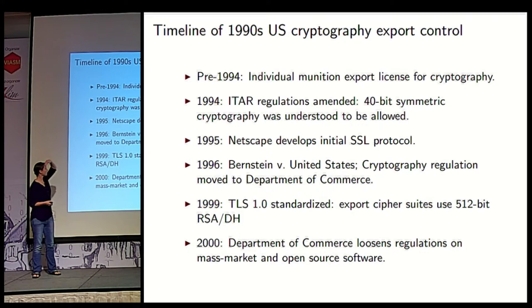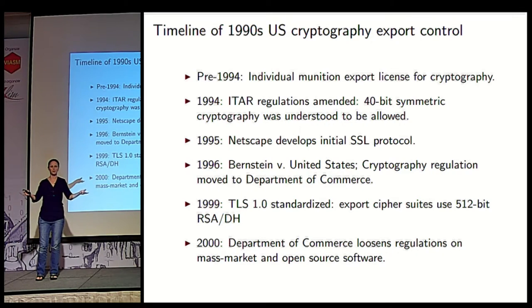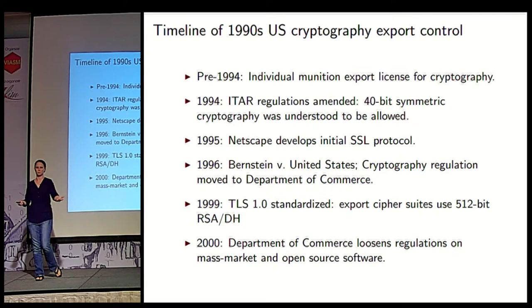Then these regulations were amended, and 40-bit symmetric cryptography was understood to be allowed. This was at the very dawn of the internet, so during the development of the early versions of SSL, they built in, say, 40-bit export strength ciphers. Unfortunately for the rest of the world, the United States policy ended up weakening cryptography for the entire rest of the world. So in 1996, cryptography regulation was moved to the Department of Commerce, and the key size restrictions that were put in place there are actually still there.